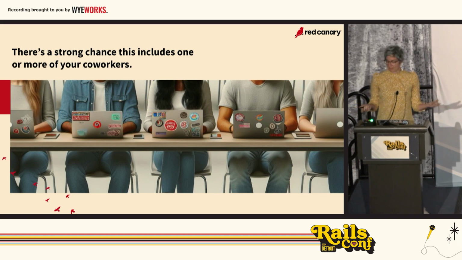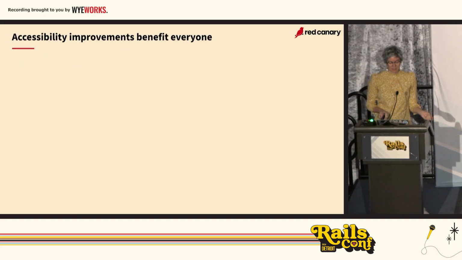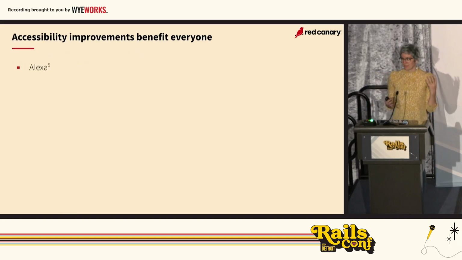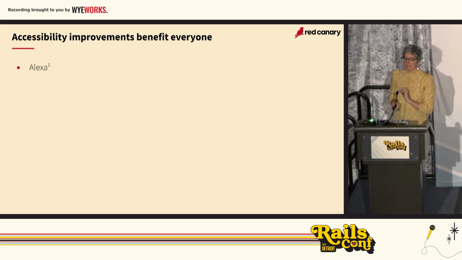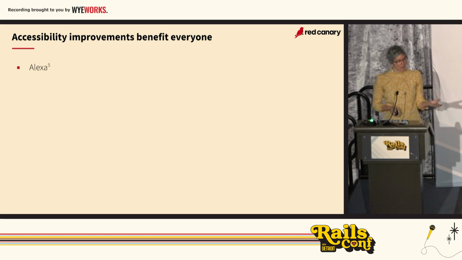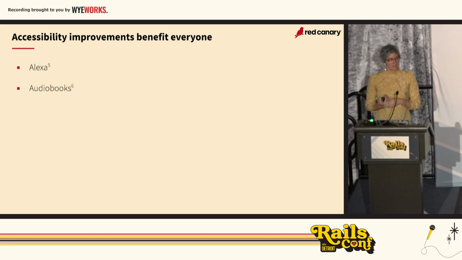And the best part is, we hear this a lot, accessibility improvements benefit everyone. And here are some examples. So Alexa, who here has an Alexa or some kind of thing like that they talk to? A couple people? Okay, yeah. So the first full text-to-speech synthesizer was invented in 1976 to help the blind community. And now these are in so many people's homes. Audiobooks, who listens to audiobooks? Yeah, right? Same thing. The first one was recorded by the American Foundation for the Blind in 1932.